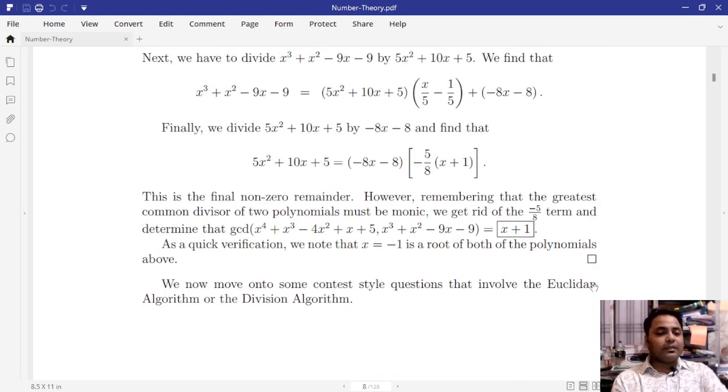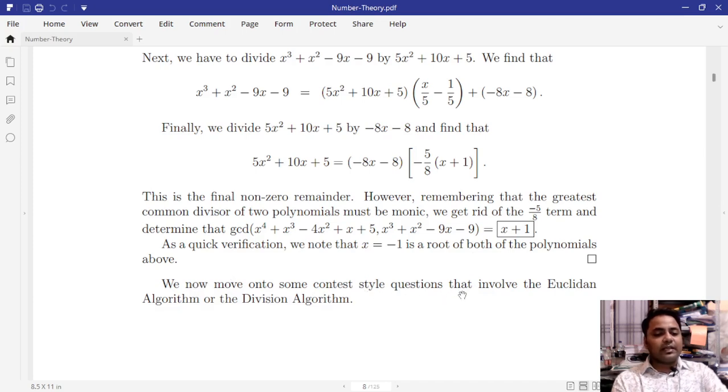However, remembering that the greatest common divisor of two polynomials must be monic, we remove the minus 5/8 coefficient, and determine that the greatest common divisor of x^4 plus x^3 minus 4x^2 plus x plus 5 and x^3 plus x^2 minus 9x minus 9 is equal to x plus 1. As a quick verification, we note that x equal to minus 1 is a root of both the polynomials above.